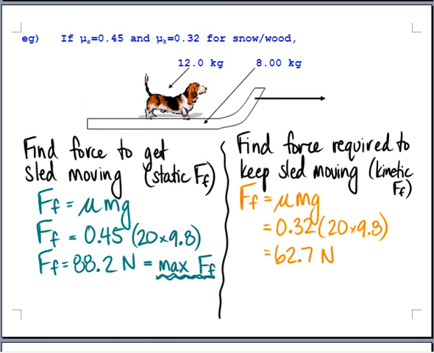So I want you to think about this though. What happens if we pull with less than 62.7 newtons? So if we pulled with less than kinetic force of friction, that means friction would win out and the sled would start to slow down. It may eventually stop, but it wouldn't stop right away. It would actually decelerate. If we pull with exactly 62.7 newtons, or 62.72, whatever the number was, then we actually keep the toboggan at a constant velocity.